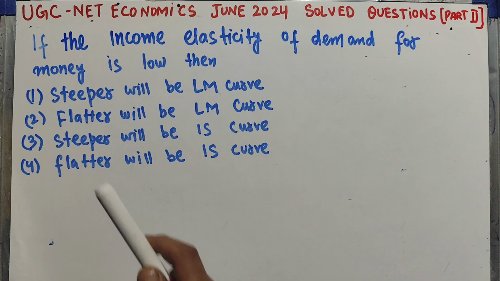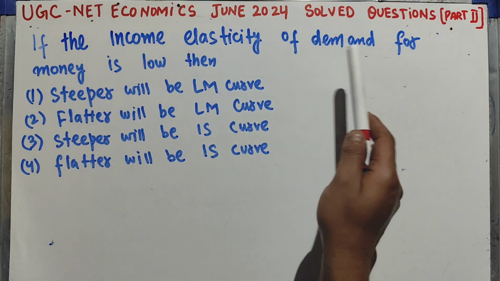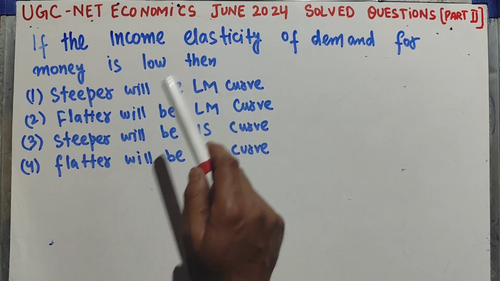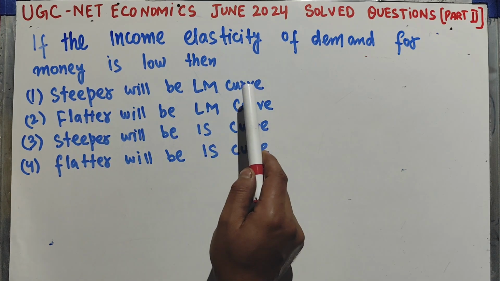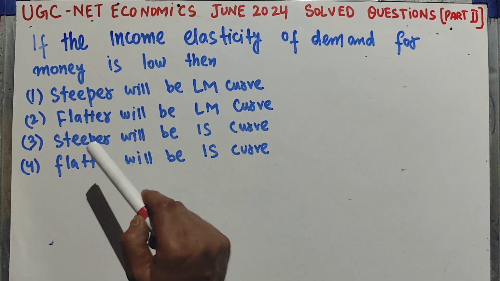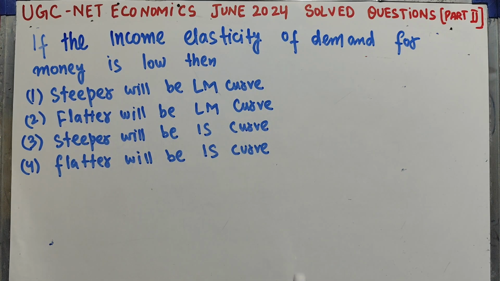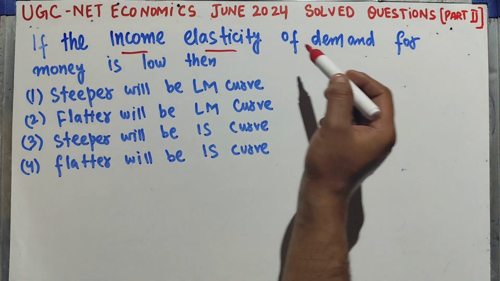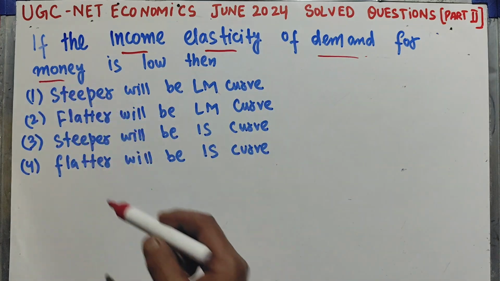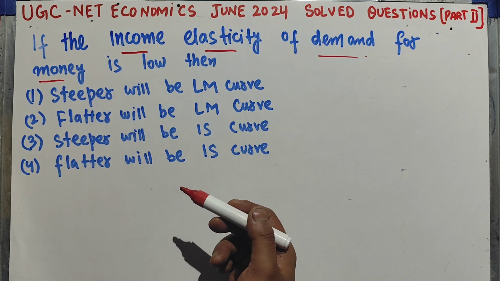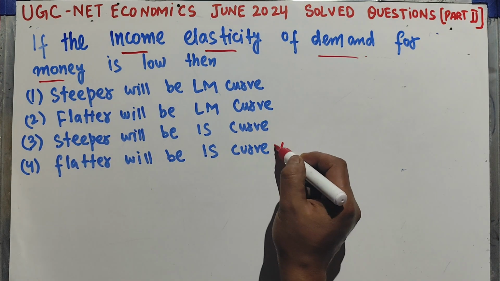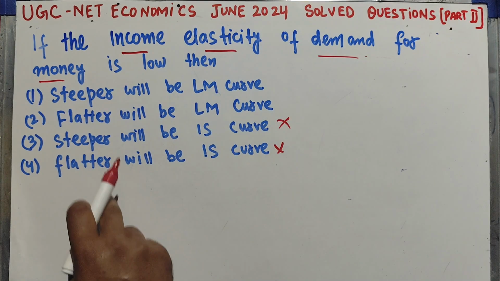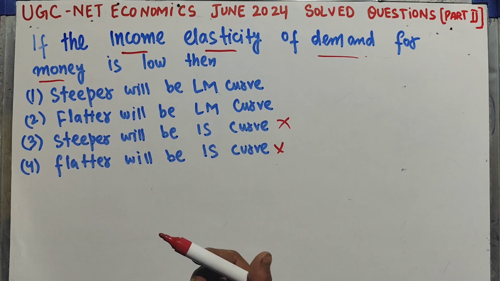Next question is, if the income elasticity of demand for money is low, then options are: steeper will be LM curve, flatter will be LM curve, steeper will be IS curve, and flatter will be IS curve. Okay, so we are being told about the income elasticity of demand for money. When we have the demand for money in this case, it is not related to the IS curve. So these two options should be incorrect.